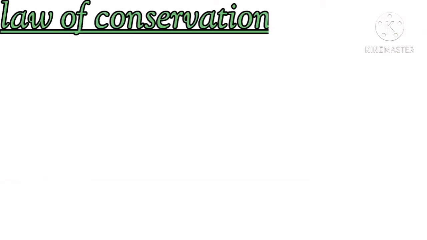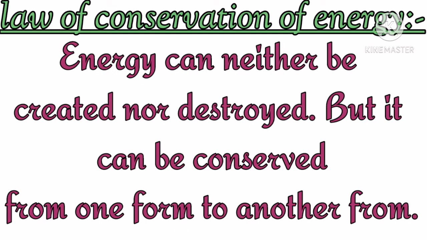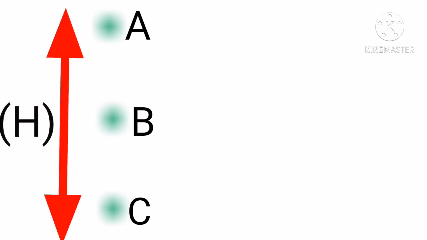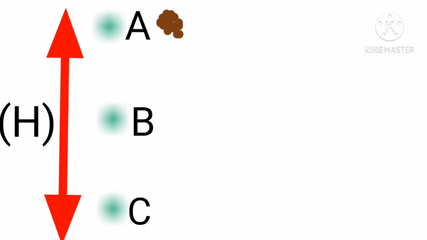Now let us discuss the law of conservation of energy. This law states that energy can neither be created nor be destroyed but can only be converted from one form to another. I have taken 3 points A, B and C. Height from A to C is h. Now I have dropped the stone from A to C and I have marked 3 points A, B and C. Now let us calculate the energy of the stone at the point A. So total energy is equal to kinetic energy plus potential energy.